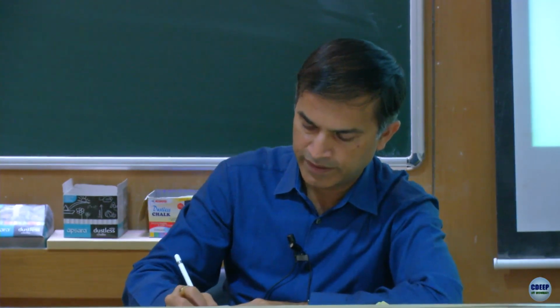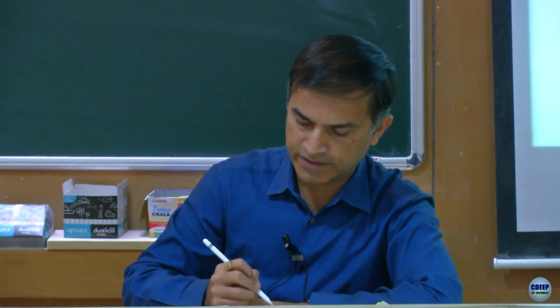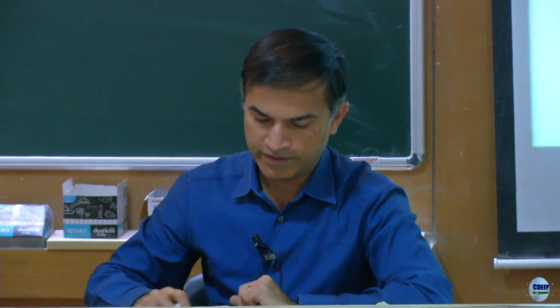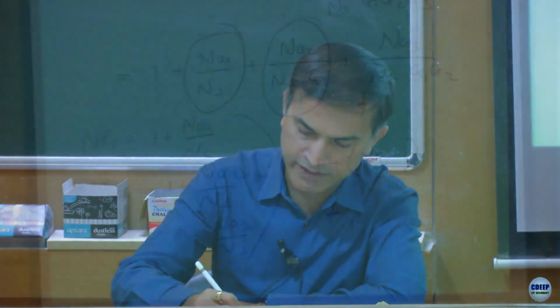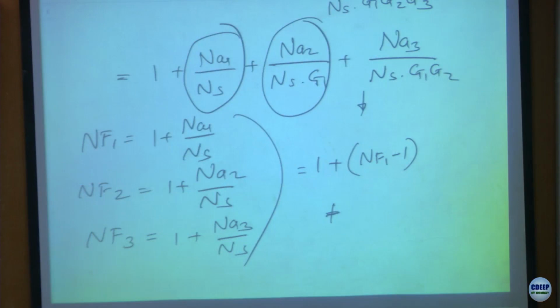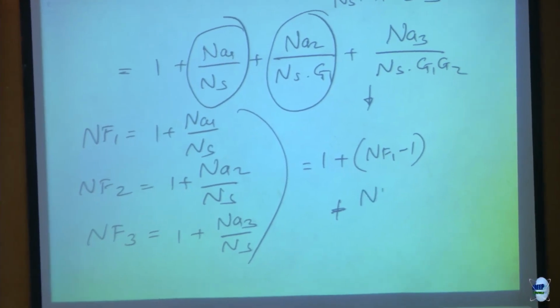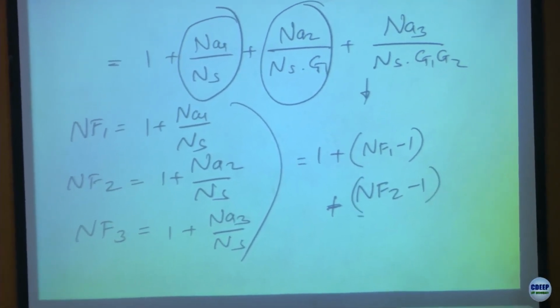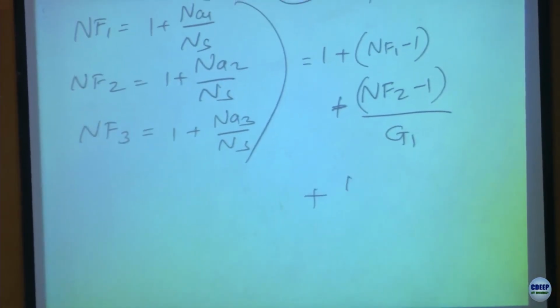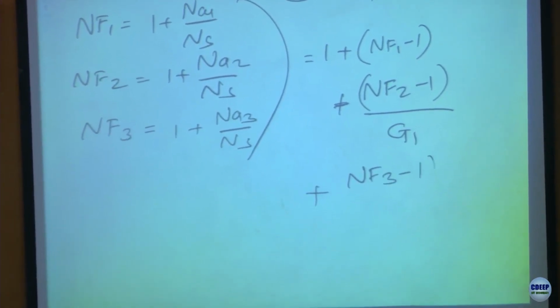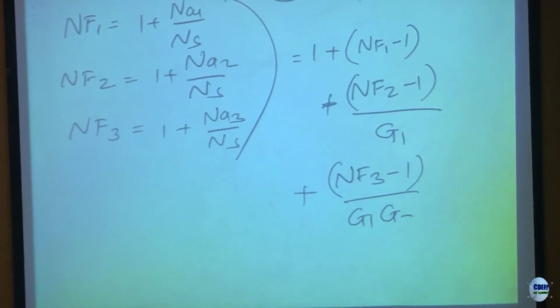So this would be Na3 divided by Ns. With this, this is the individual noise figure of each unit. Now you can reformat this expression. It will look like 1 plus, what is this term? NF1 minus 1, right? What is this term? Plus NF2 minus 1, correct? And divide by G1. What is the third term? Plus NF3 minus 1 divided by G1, G2. Those are the gains, okay?